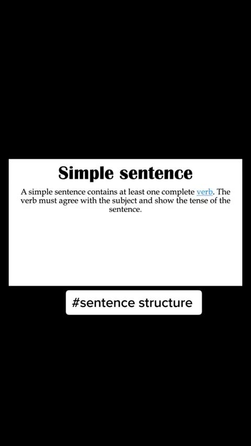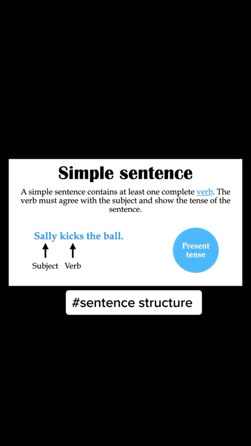Simple sentence. A simple sentence contains at least one complete verb. The verb must agree with the subject and show the tense of the sentence. Let's take a look at an example. Sally kicks the ball. Sally is the subject. Kicks is the verb. And the tense used is the present tense.